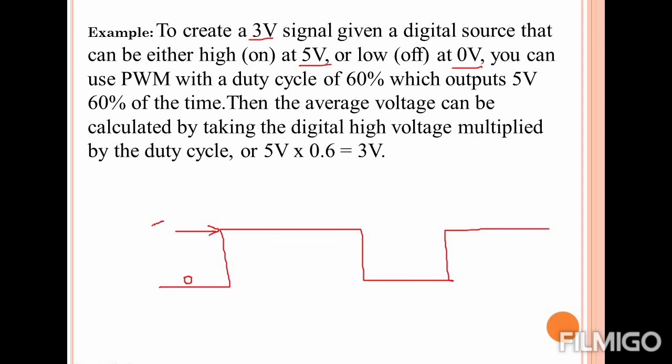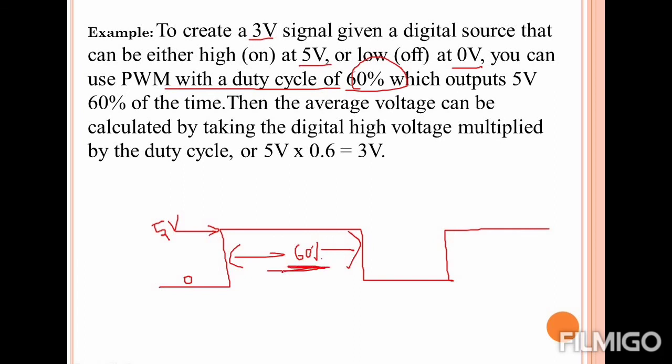Then what is the question? He wants to create a 3 volt signal from this 5 volt signal using PWM. Then what duty cycle do we need? See here, if we use a duty cycle of 60%, which outputs 5 volts 60% of the time, that means the signal is on for 60% of the time and off for 40% of the time, then the duty cycle is 60%.